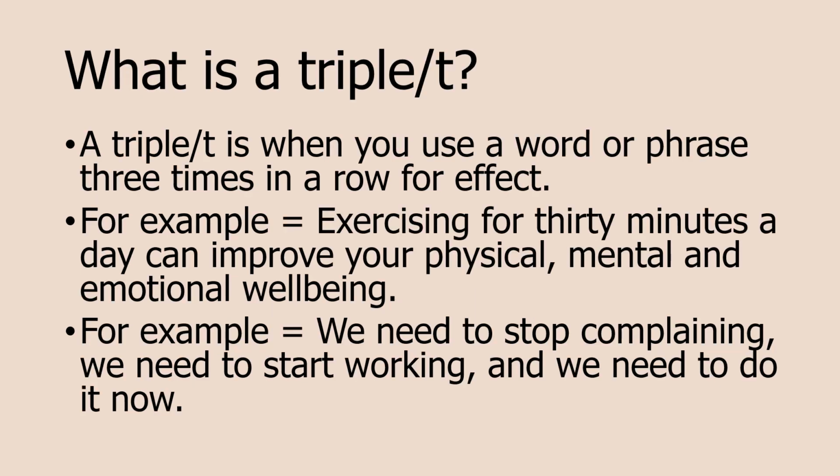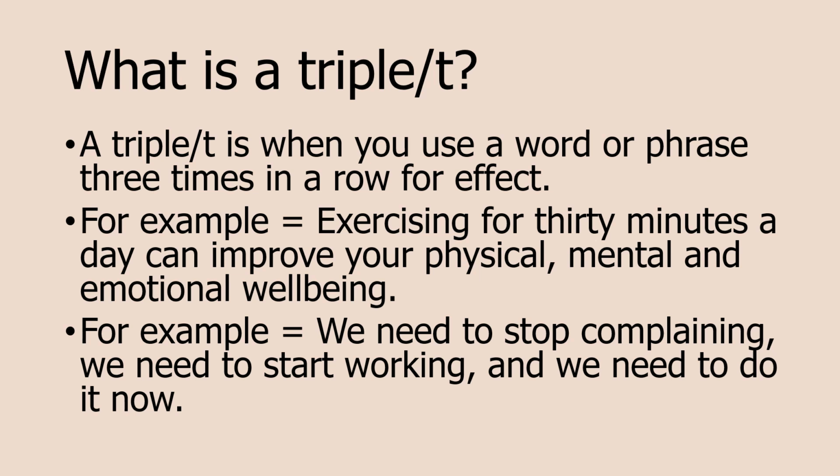So, what is a triple or triplet? A triple or triplet is when you use a word or a phrase 3 times in a row for effect. You could choose to repeat a word 3 times over, or use 3 words in a row, or you could choose to repeat a phrase 3 times over, either in one sentence or across maybe a paragraph. For example, exercising for 30 minutes a day can improve your physical, mental, and emotional well-being.